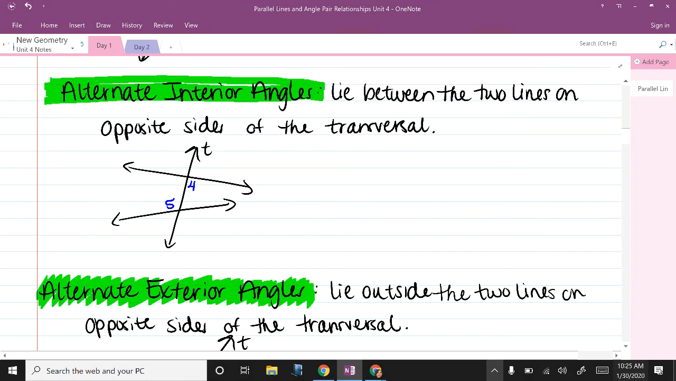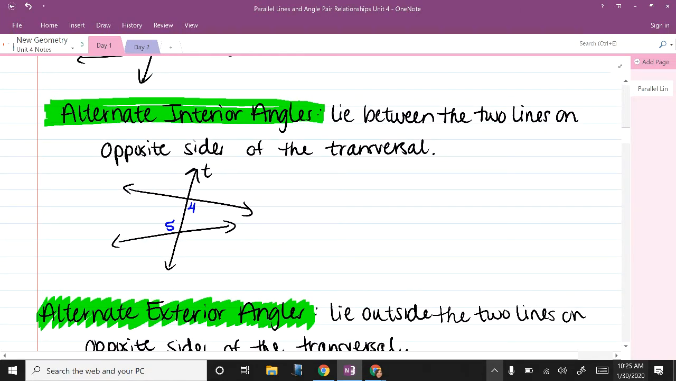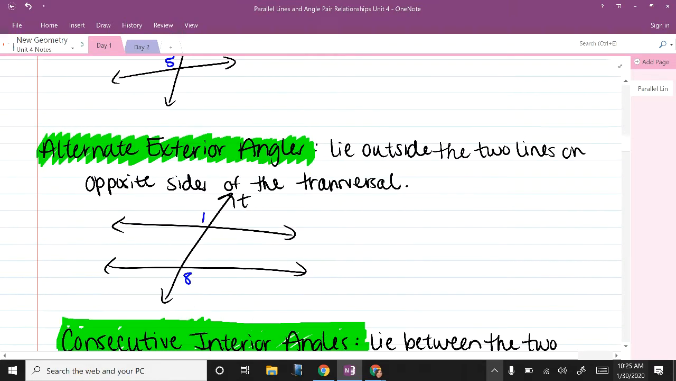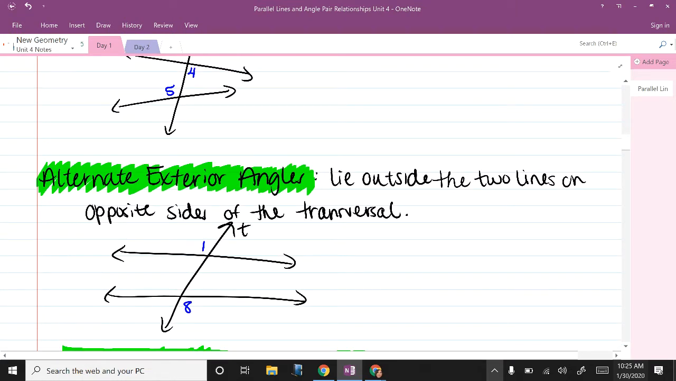Okay. Well, before I show you the picture, what do you think alternate exterior angles are going to do? They're going to be on the outside of the two lines in alternating positions. So like this angle 1 and angle 8 right here. They're on the outside of the two lines, and they're in alternating position. One's left and up, one is right and down. So that's alternate exterior angles. Exterior means outside. Interior means inside. Exterior means outside.